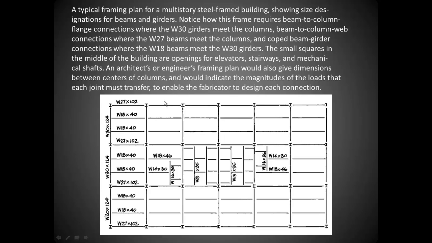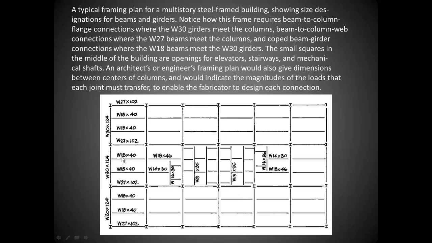They may have a letter designation DO on here for basically ditto, meaning that these continue all the way down. So the only place they would change is in these areas where there's some different configuration in here. These openings would be areas where there would be an elevator shaft or a stairwell. So the size of the steel would change.